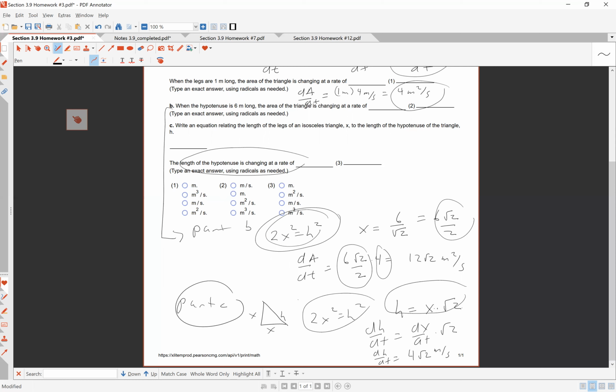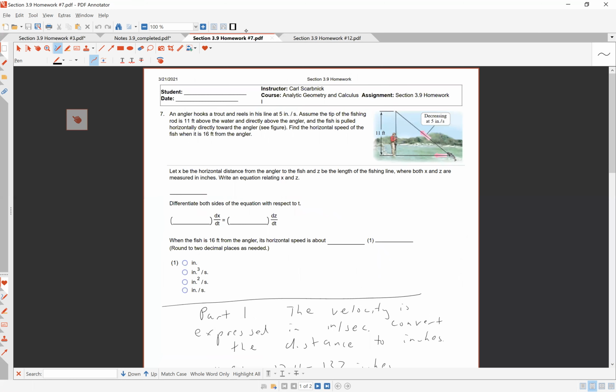Okay, so let's look at another problem here. Let's look at number 7. This is the one with someone going fishing. Sometimes this looks more complicated. You have this picture here, but really all it is, is a right triangle problem.